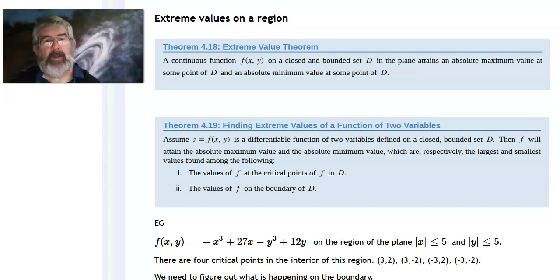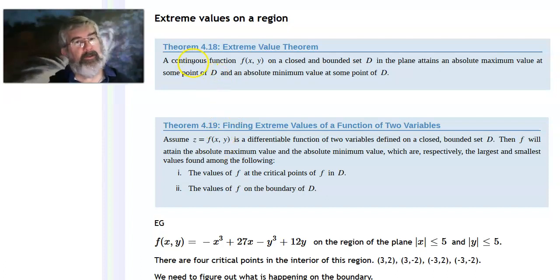And the theorem says that, right here, a continuous function has to be continuous, no breaks or anything weird going on like that. A continuous function on a closed and bounded set D in the plane must attain an absolute maximum value and an absolute minimum value somewhere on D. Now, the words closed and bounded, I have to make sure we understand what that means.